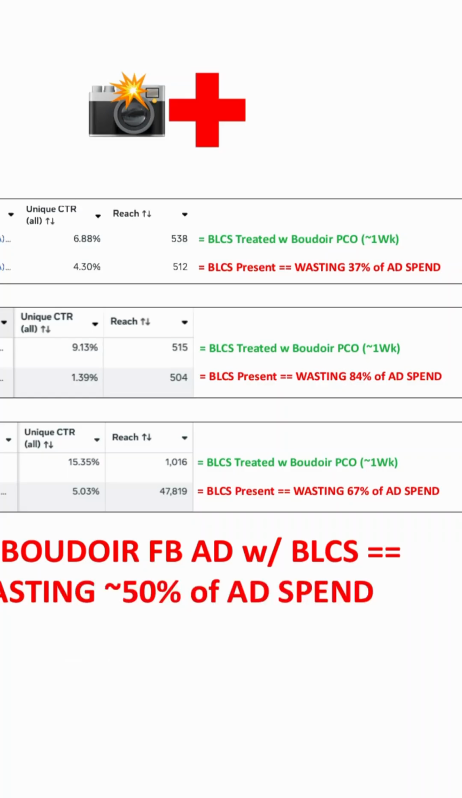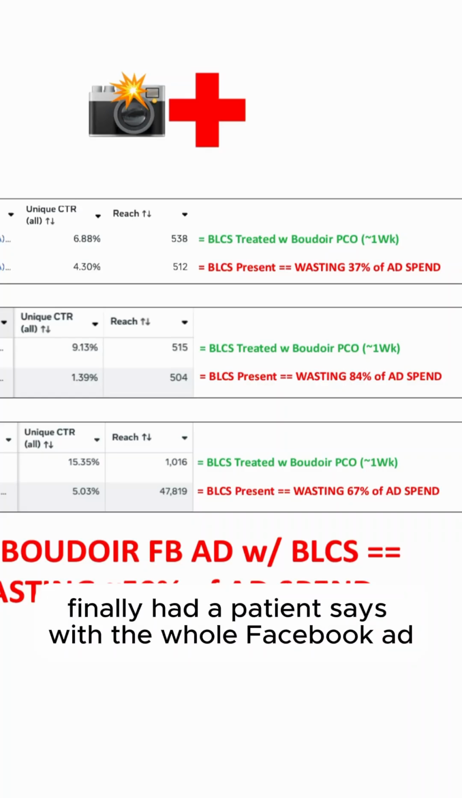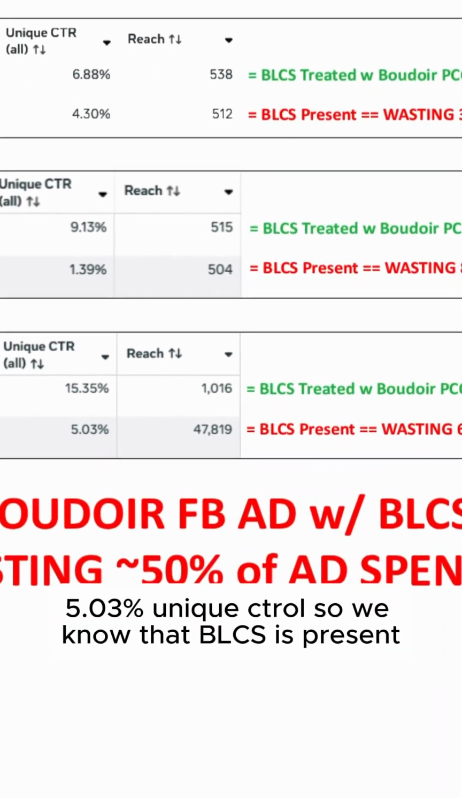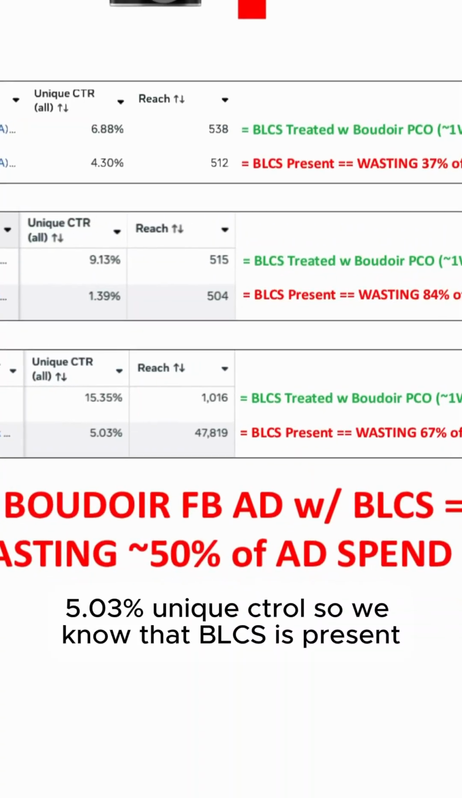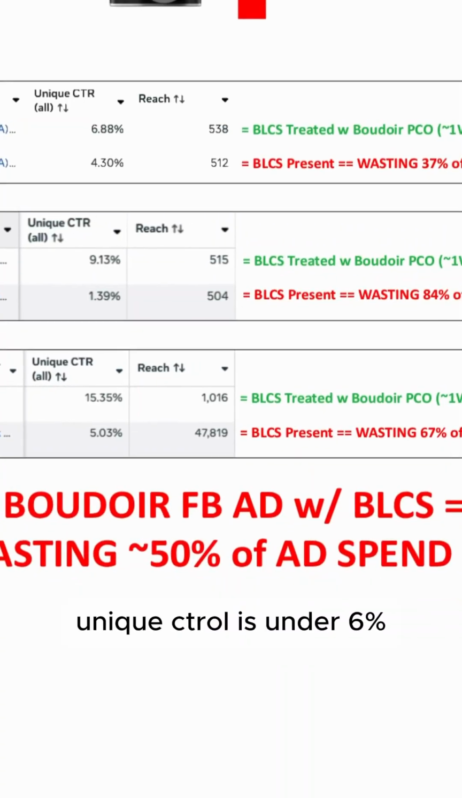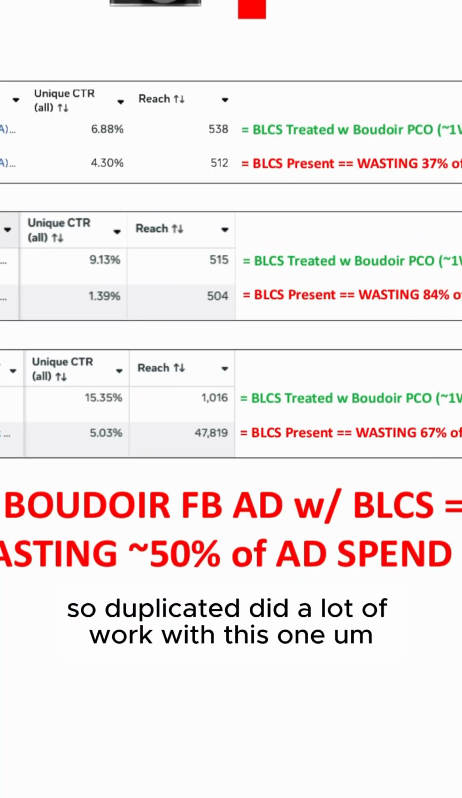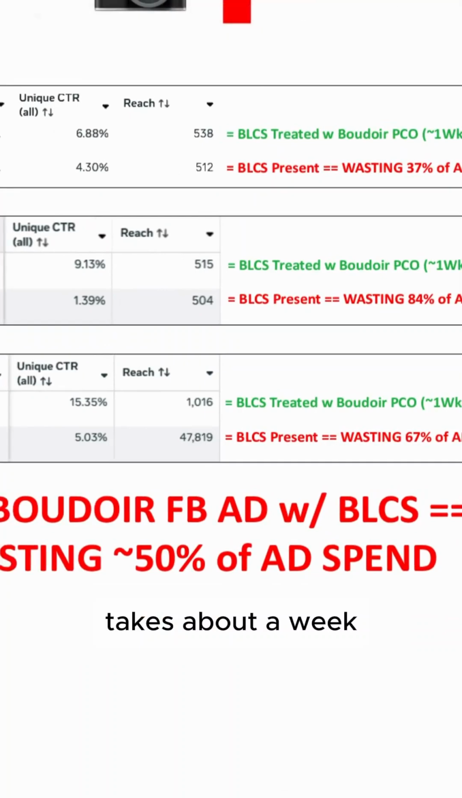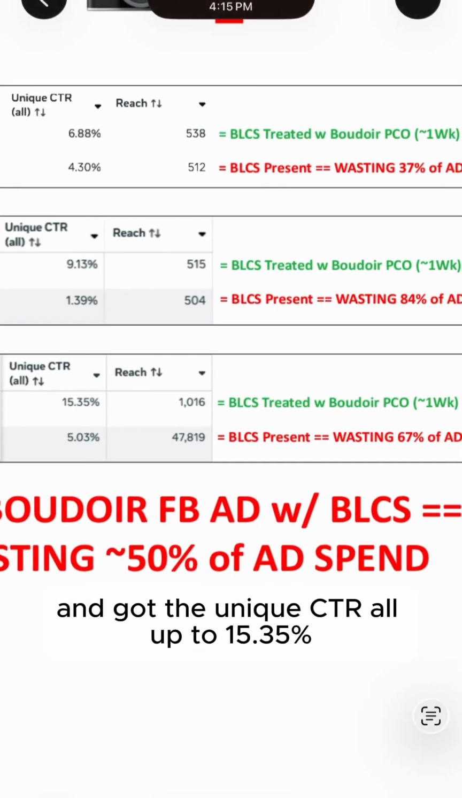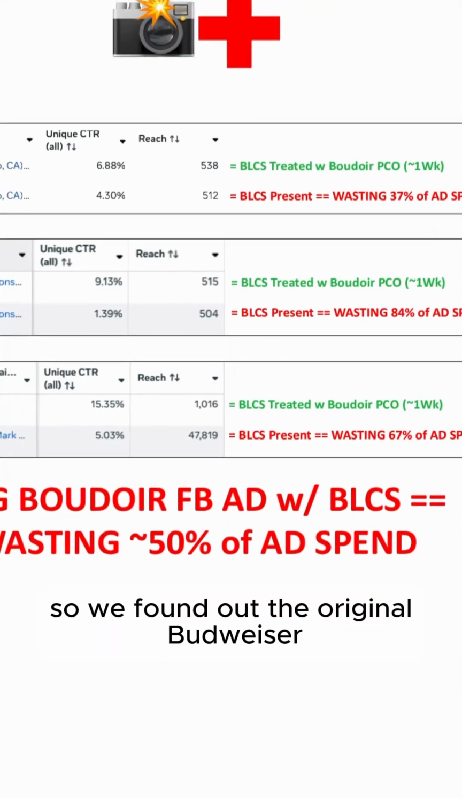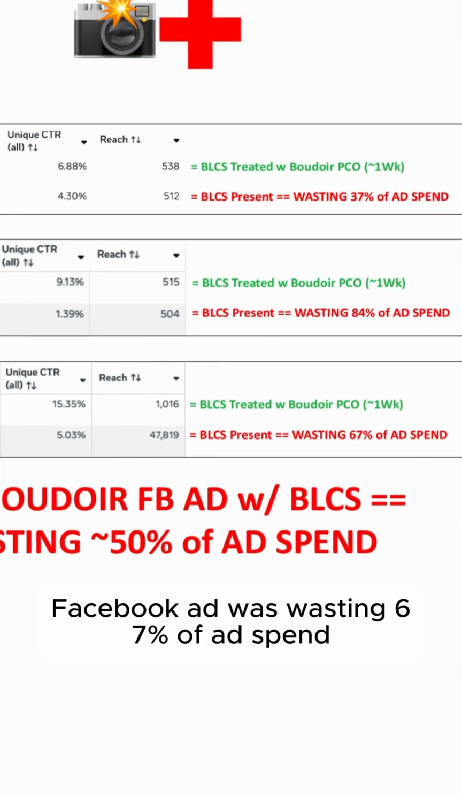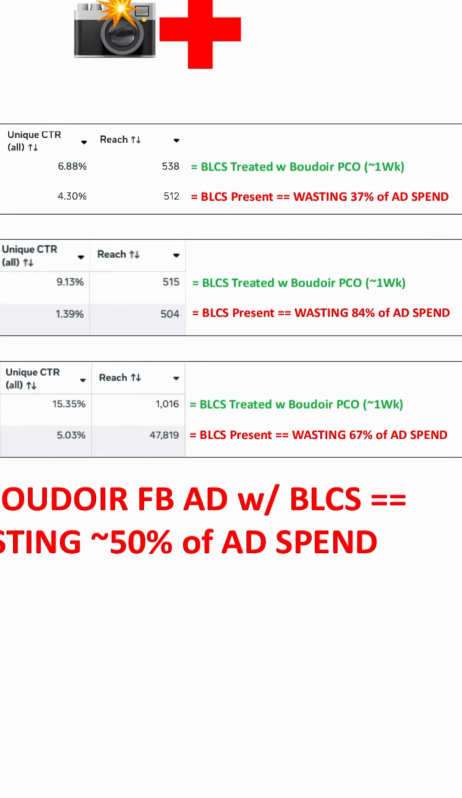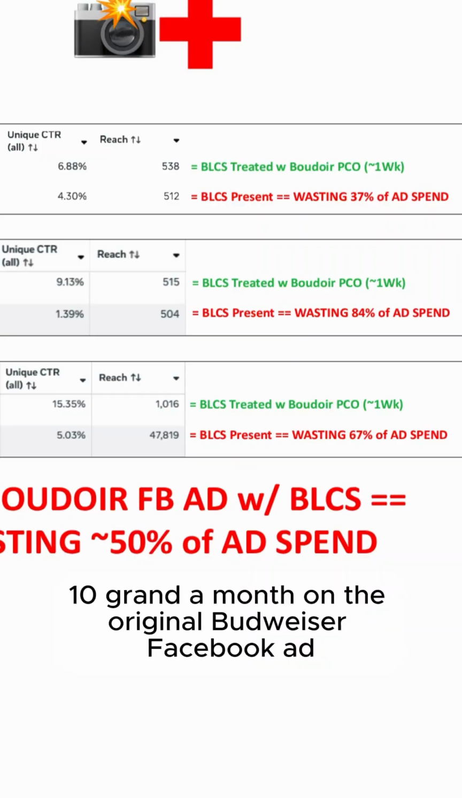Finally, had a patient, says Boudoir Facebook ad, 5.03% unique CTR. So we know that BLCS is present. Unique CTR is under 6%. So we duplicated, did a lot of work with this one. We did our Boudoir Pico treatment, takes about a week, and got the unique CTR up to 15.35%. So we found out the original Boudoir Facebook ad was wasting 67% of ad spend.